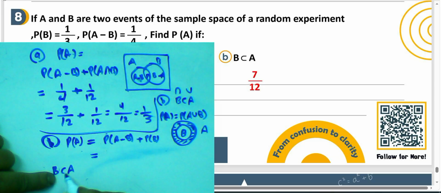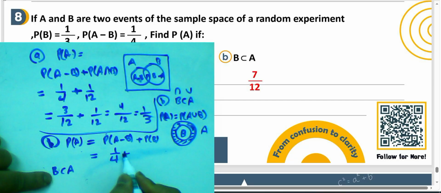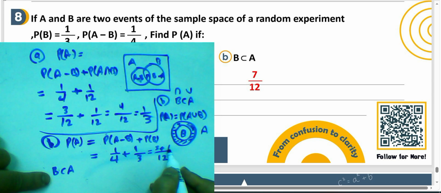Second condition, he tells me in the example B is a subset of A. You can find the probability of A equivalent to the probability of A difference B plus the probability of B. A difference B here, he gave you 1 over 4 in the example, and the probability of B is 1 over 3. You can add them together. 3 times 4 is 12. 1 times 3, 3. 1 times 4, 4. The result will be 7 over 12.